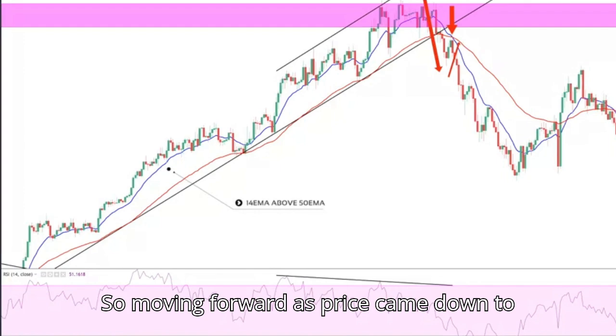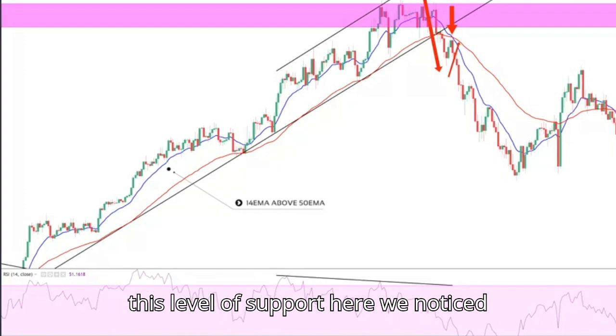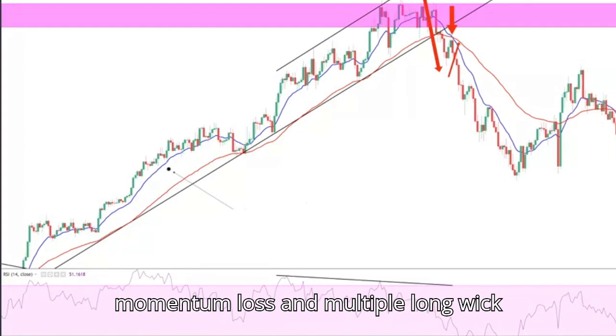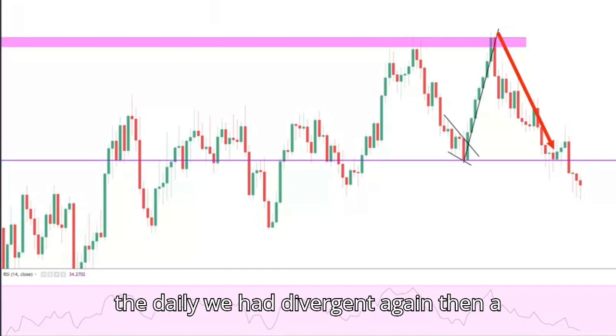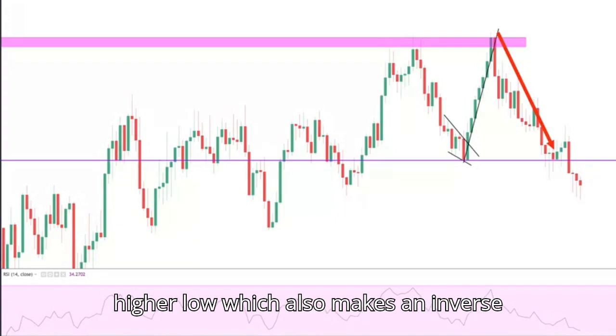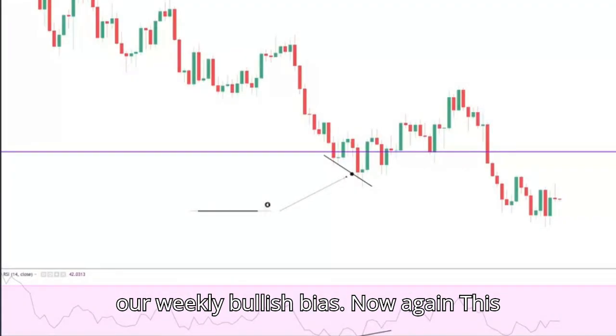So moving forward, as price came down to this level of support here, we noticed momentum loss and multiple long wick candles. So jumping to the daily, here in the daily, we had divergence again, then a higher low, which also makes an inverse head and shoulders pattern and confirms our weekly bullish bias.